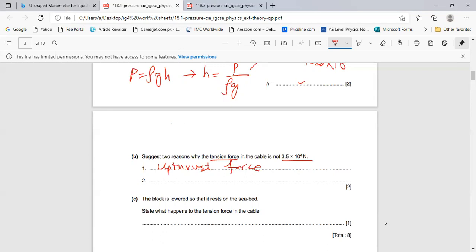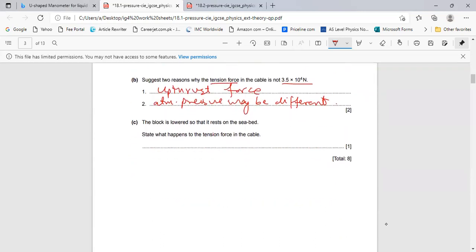Okay, the second one, because we have to tell 2 reasons. So what's the second reason? The second reason is atmospheric pressure may be different. So maybe there is slight variation in the atmospheric pressure. That's why the value is not the same.